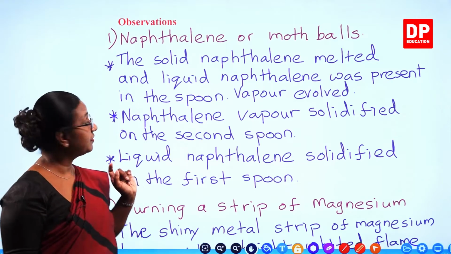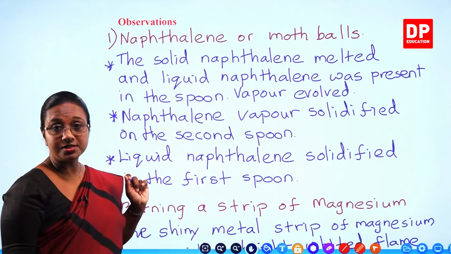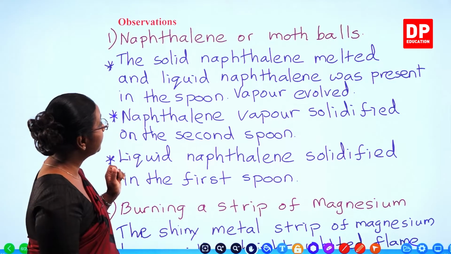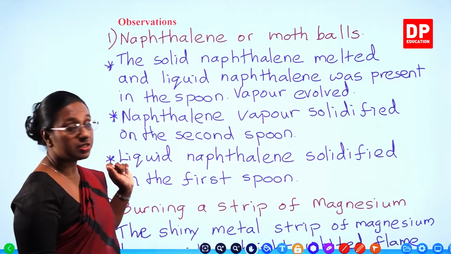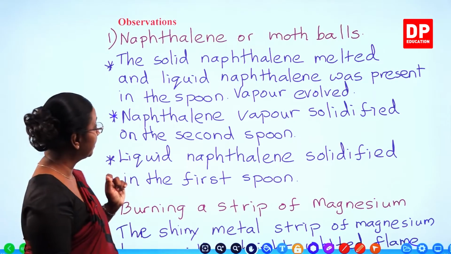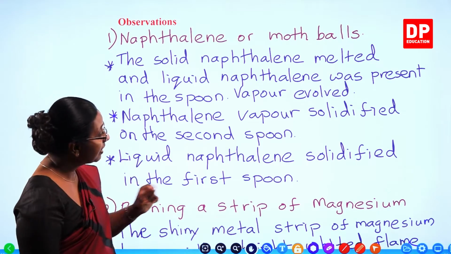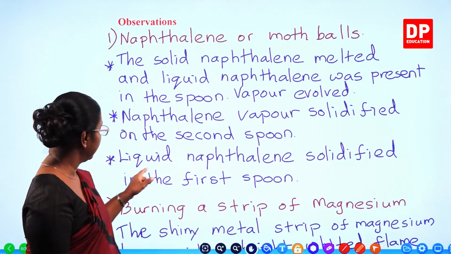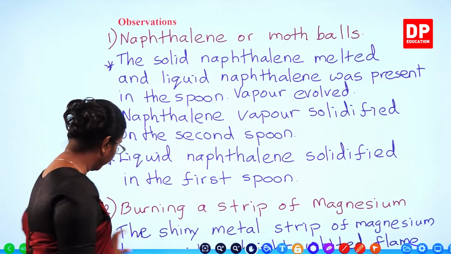First part of the activity, naphthalene or mothballs. When you put it onto the hot spoon, the solid naphthalene melted and liquid naphthalene was present in the spoon. At the same time, you were able to see the vapor being evolved. Naphthalene vapor solidified on the second spoon and also liquid naphthalene solidified in the first spoon.